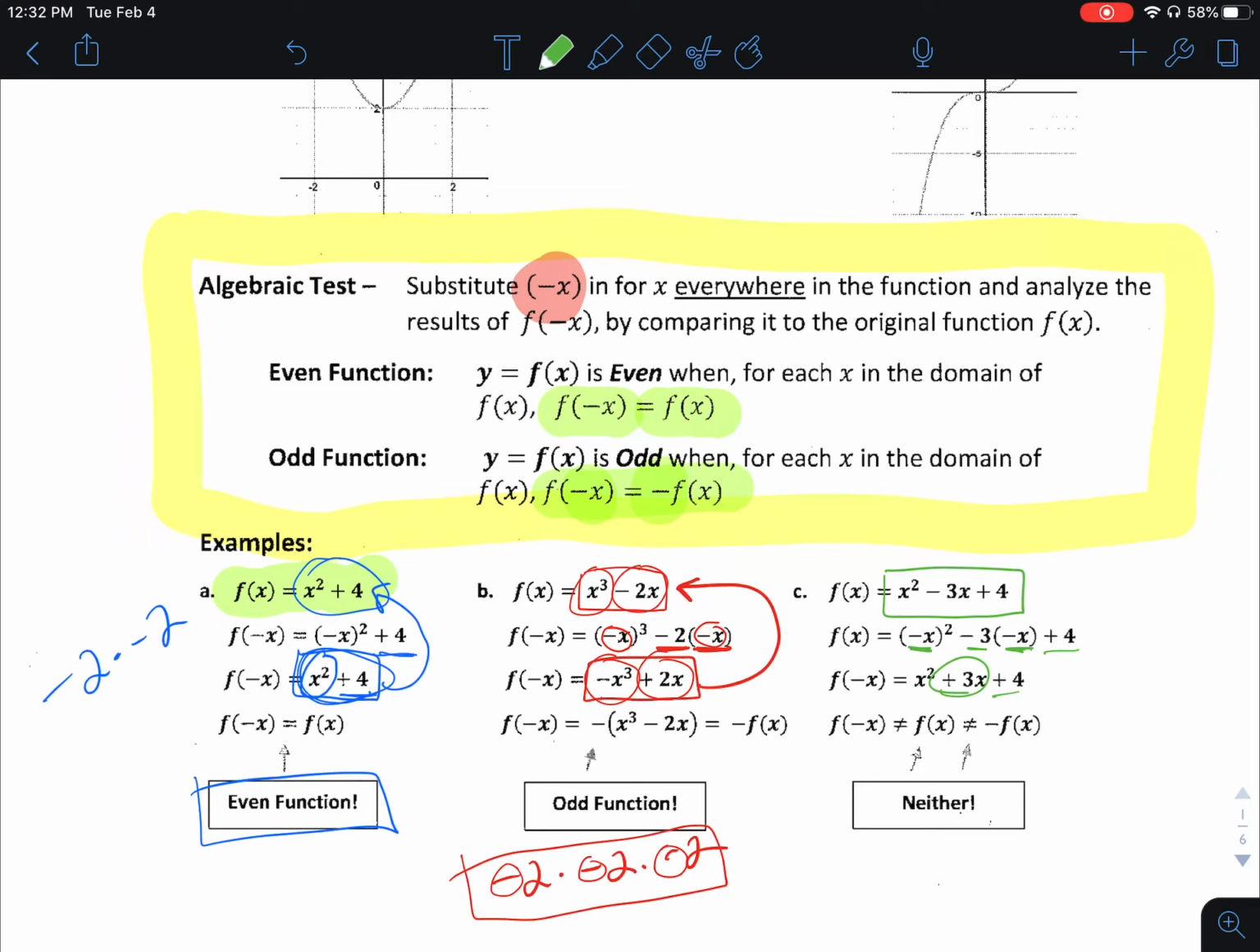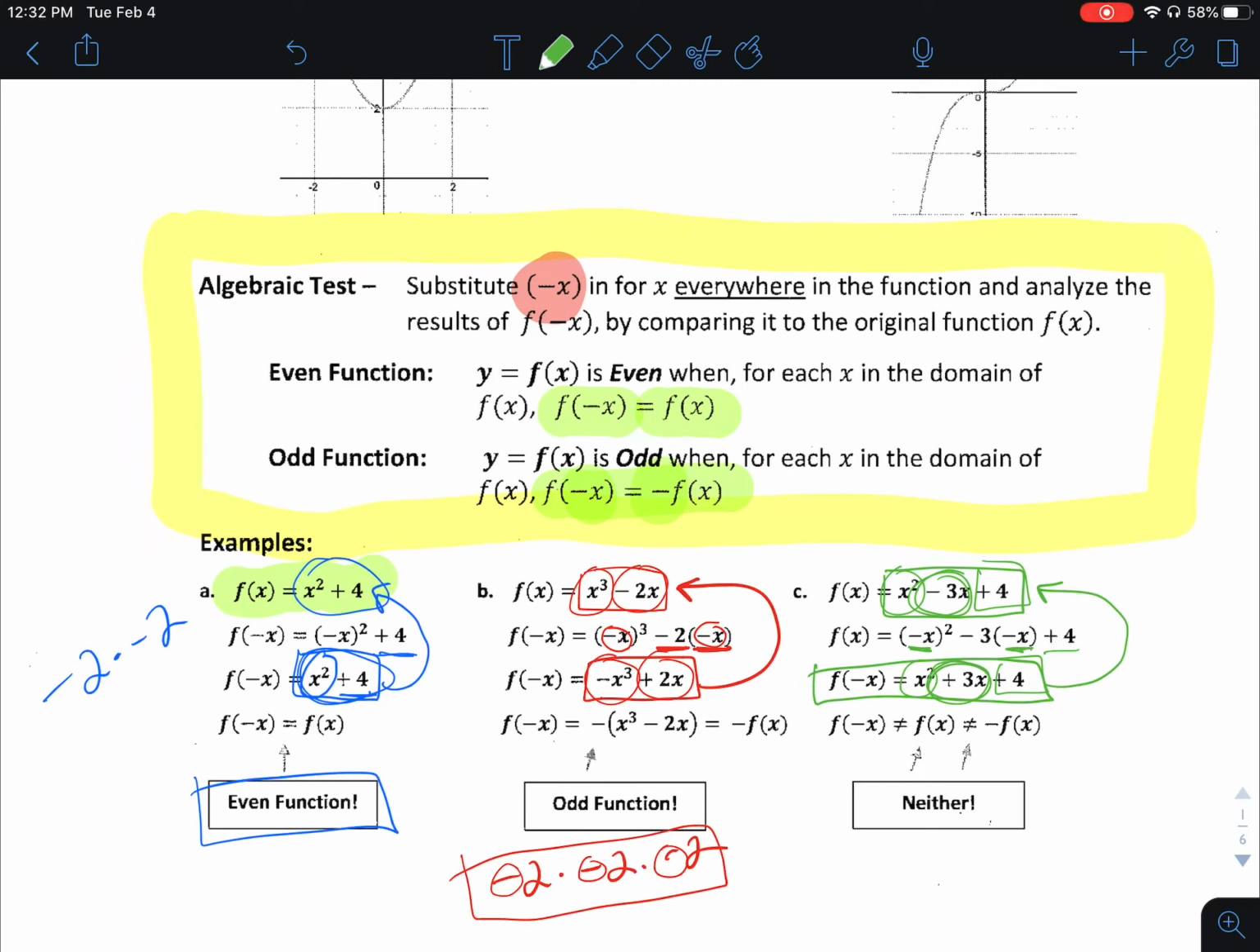So now if you look at what we ended with, if we compare this back to the original, we have x squared and x squared, so they stayed the same. But look at the middle term. This became negative 3x and this became positive 3x. And then, of course, we have the plus 4, which stayed the same. So two things stayed the same and one thing turned opposite.